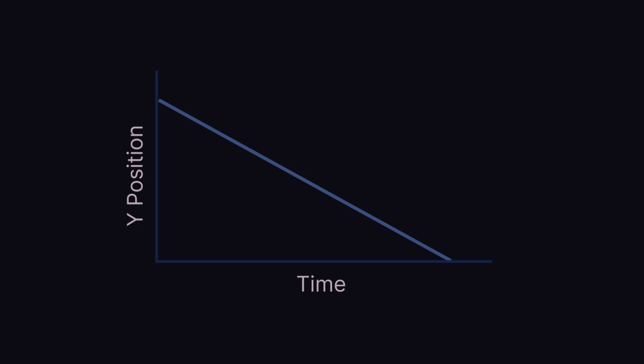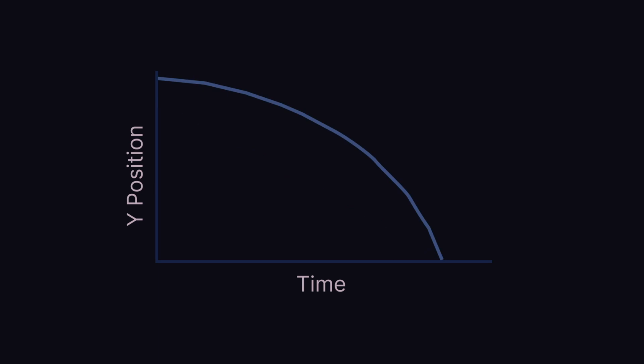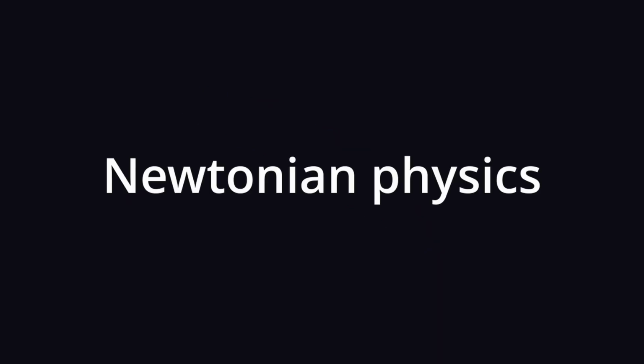But that doesn't exactly look right, does it? When an object falls down due to the gravitational forces, it's not at a constant speed. The speed actually increases as time passes. The best way to model this motion is Newtonian physics, which does a pretty good job replicating the properties of our physical world.